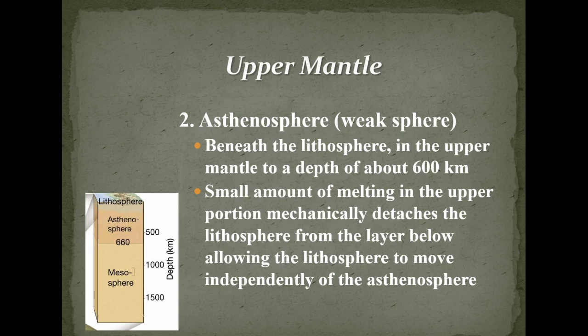So they act independently of one another. The lithosphere on top is very rigid. It's kind of like ice. In the springtime it breaks up and moves down rivers, so the water of the river would be more like the asthenosphere, and the ice on top would be like the lithosphere.